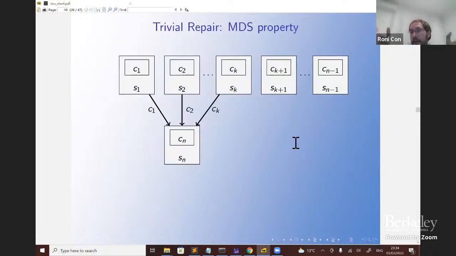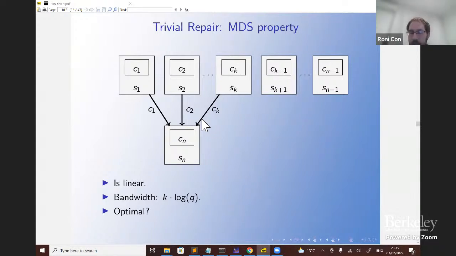Good, so the first repair that I want to show you is the trivial repair, which just uses the fact that we use an MDS code. Basically, any set of k servers can transmit their symbol to the replacement node. Upon receiving k symbols, since we have an MDS code, the replacement node can decode the entire code word. It has the entire code word, and in particular, it has the symbol that was lost. The scheme is trivially linear. The bandwidth is k times log q. And the question is, can we do better in terms of bandwidth?